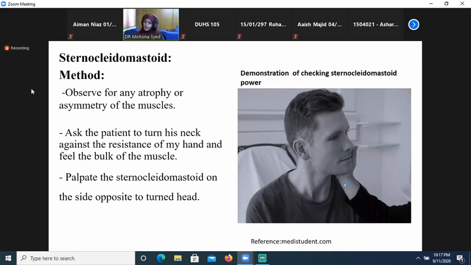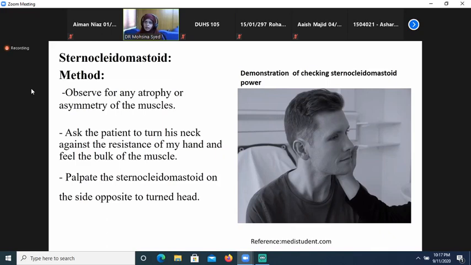Like placing the hand on this side, ask the patient to turn the head towards your hand, and you will feel the bulk of the muscle on the opposite side, because the sternocleidomastoid turns the head to the opposite side. It works on the opposite side. So if the right side is working, the head will turn to the left side. If the left side is working, the head will turn to the right side. So we palpate the sternocleidomastoid on the side opposite to the head turn.